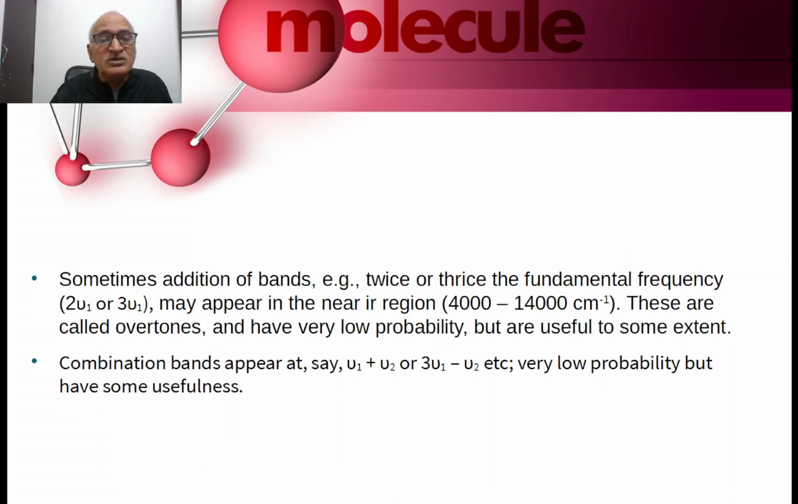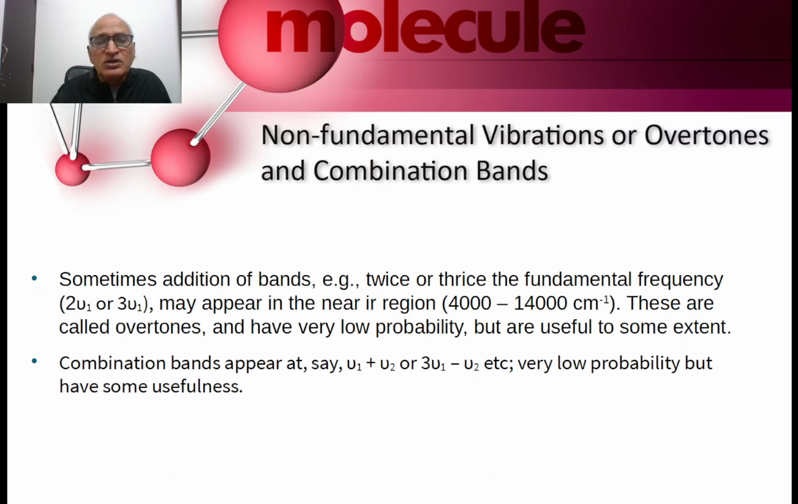What are combination bands? Suppose two bands are set up, nu 1 and nu 2, or 3 nu 1 minus nu 2, etc. All these are non-fundamental vibrations. Fundamental vibrations are those which are according to the formula 3n minus 5 or 3n minus 6. Some other bands appear due to multiplication of one frequency, or addition of two or three frequencies, minus some frequency. These types of bands are called non-fundamental. They have low probability and sometimes provide some useful hint regarding the structure of the molecule.